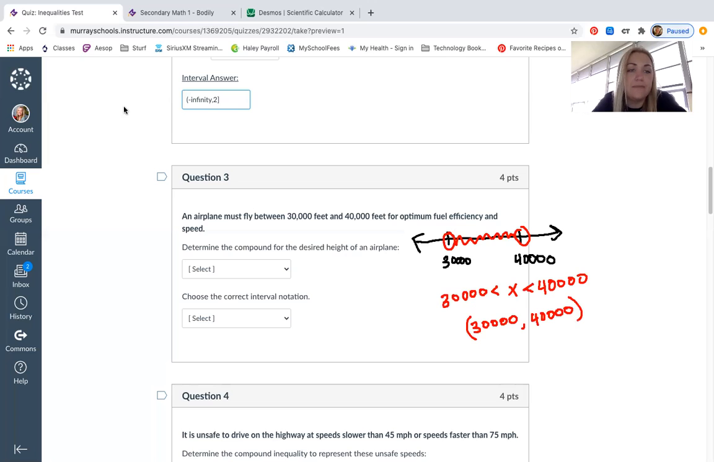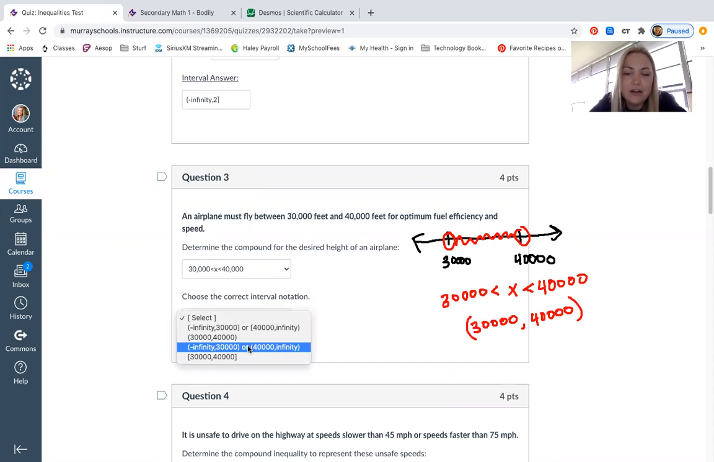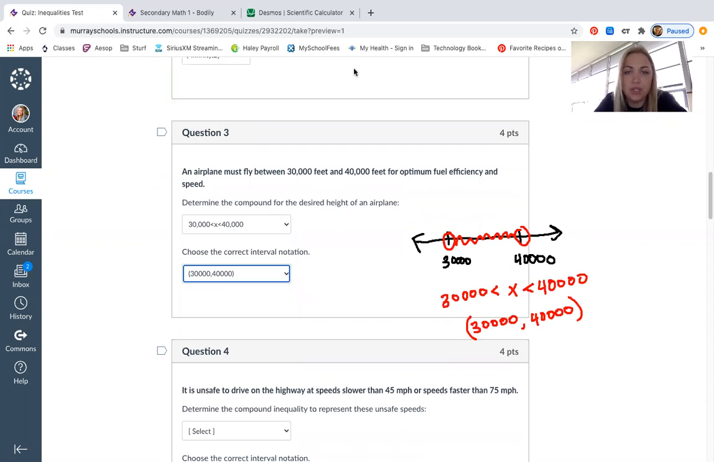All right. So let's figure out what those are. 30,000 is less than this one. That matches what we wrote down. 30,000 is less than X, which is less than 40,000. The interval is soft parentheses 30,000 to 40,000. Okay, let's go to the next one.